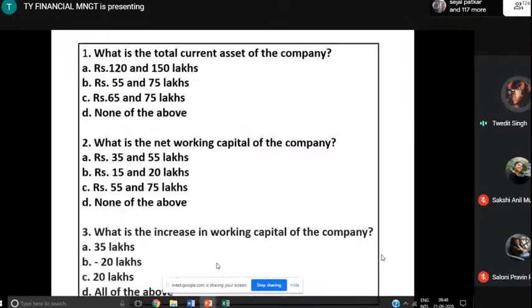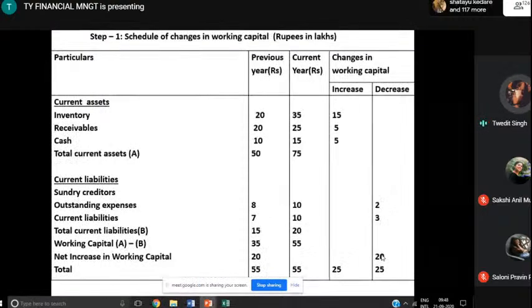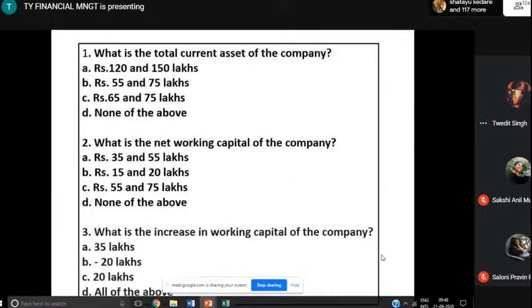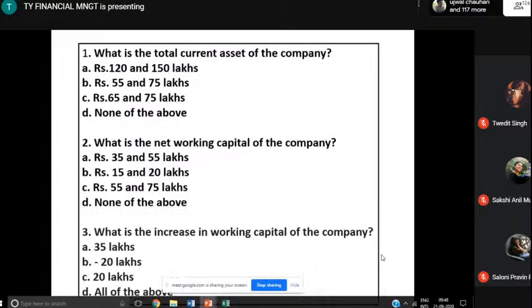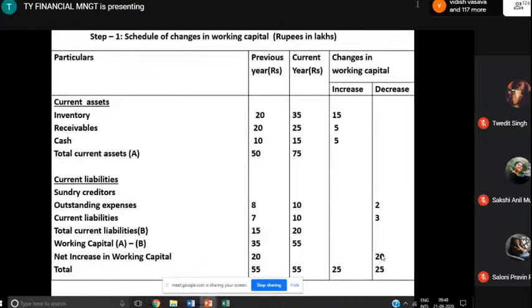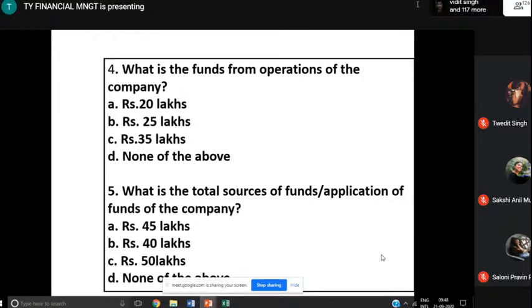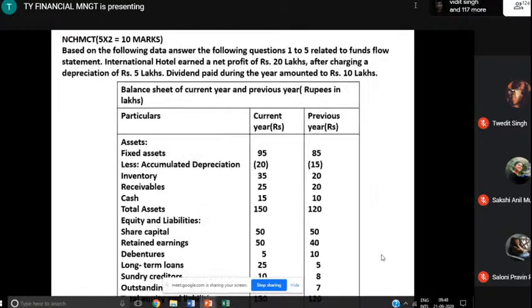Sir, he's trying to ask the number because you're sharing the screen. We can't see the number. It's hidden, the number. Capital 50-50, no change. What should be the last line? Tell me, you only tell me the last line. 150 and 120. No, sir, the one line above it. Outstanding expenses, 10 lakhs and 7 lakhs. What is the confusion? Just see. Sir, you can't see it because of that small box. Okay.